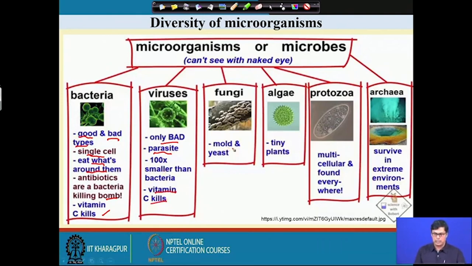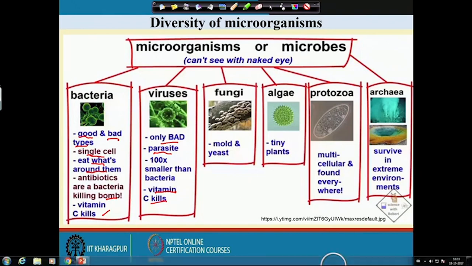Then fungi, this is largely used by the industry, mold and yeast. This mold and yeast is largely used by the industry. I can give the example that for the citric acid producing industry, we use Aspergillus niger for the production of citric acid. Now, in the penicillin production industry, we use Penicillium chrysogenum. We consider this a mold.